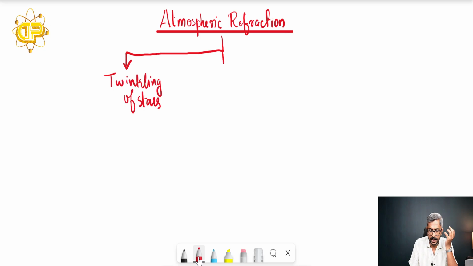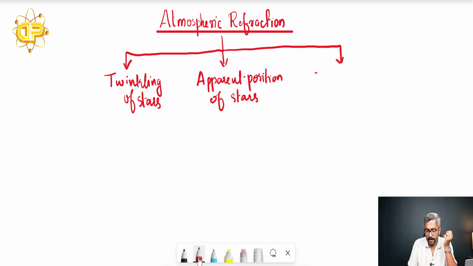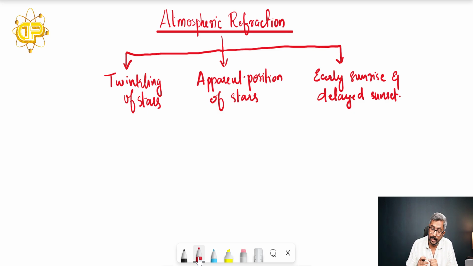So here comes our first topic, that is atmospheric refraction. We'll study what the reasons for this atmospheric refraction are, and also what the different phenomena coming under atmospheric refraction are. First is the twinkling of stars. Second is the apparent position of stars. And the third is early sunrise and delayed sunset. We'll see them one by one in the coming session.